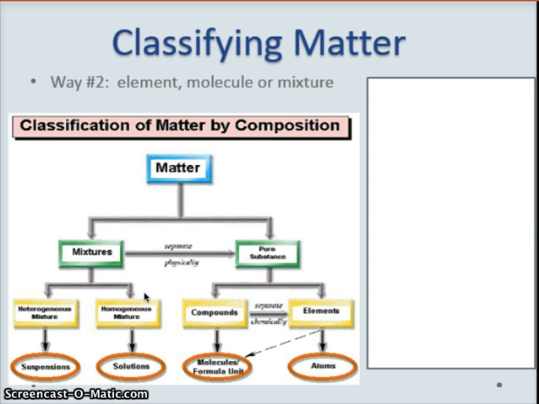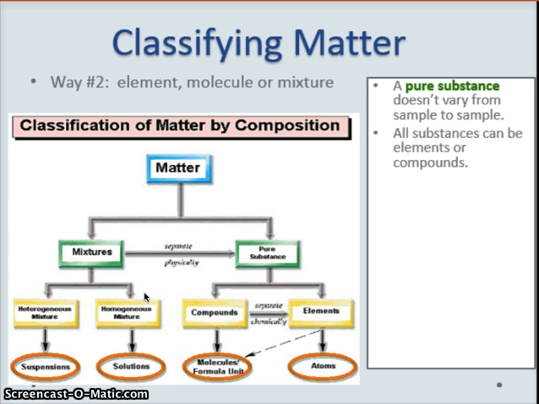Matter could be classified by whether something is a mixture or whether something is a pure substance. So, for example, salt is considered a pure substance. Water is considered a pure substance, but when you mix the two, it forms something called a mixture. If the salt and the water mix evenly, then it's considered homogeneous. But if they form layers or they're not distributed evenly, then they're considered heterogeneous mixtures.